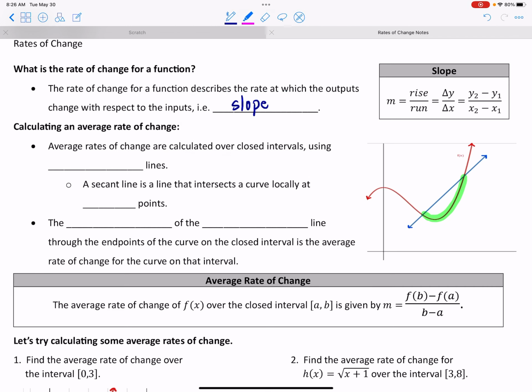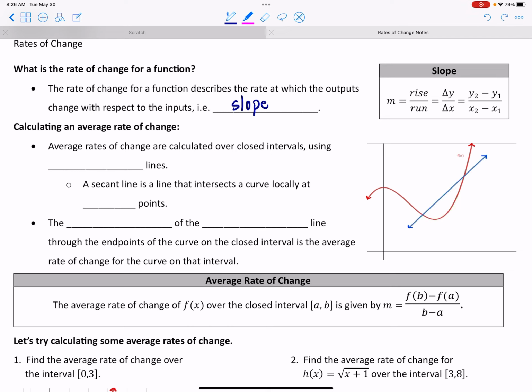A secant line is going to be a line that intersects a curve twice, and I'm going to say locally, which just means in the neighborhood we're looking at. Okay? So if I wanted to find the slope of this green section that I highlighted here, I'm going to find an average slope by finding the slope of the secant line that goes through the endpoints of that interval. So again, if this is the interval I want to find the slope of, I'm really just going to find an average slope by finding the slope of this secant line. So that secant line would represent the average slope of that green highlighted curve.